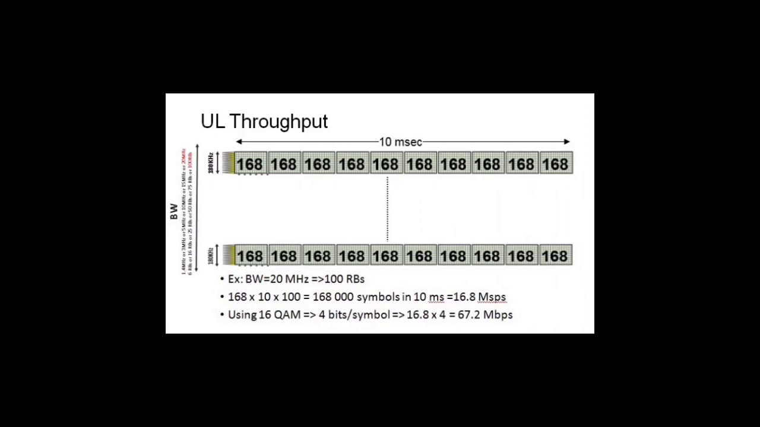Note as well that here downlink and uplink calculations are for FDD. For TDD, downlink and uplink throughput calculation will depend on the configuration of the subframe. We have 7 different TDD configurations within the 10 millisecond radio frame.